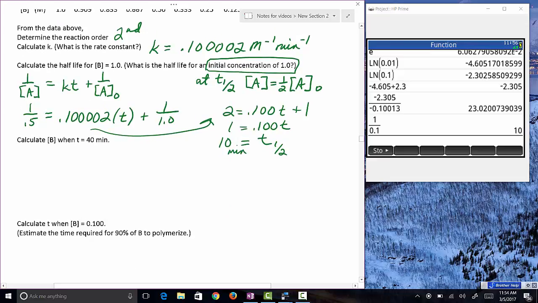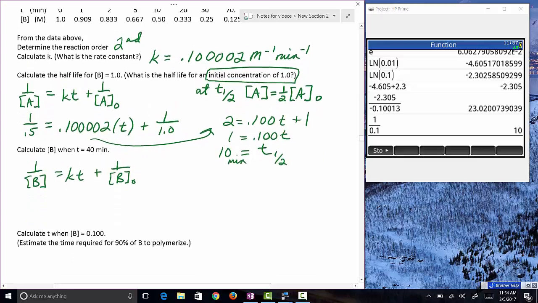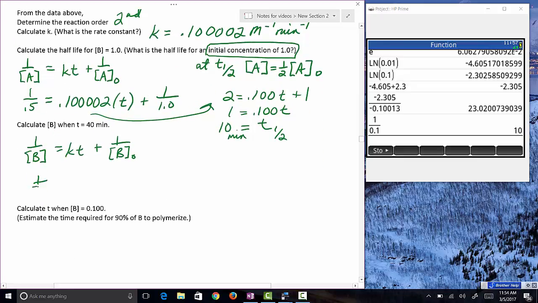Now it says calculate the concentration of B. Sorry, I'm using A by default, but here the reactant they call B. So again, I'm starting with 1 over B equals kt plus 1 over B naught. And here we're going to get our data for the B naught. B naught is 1, right? And so 1 over B equals 0.1 times 40. And again, if it did not give you this time in minutes, you would need to convert it to minutes to be able to use it in the equation, since my k was derived from data where the time was in minutes, plus 1 over 1.